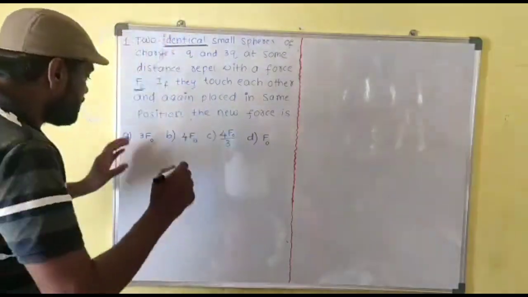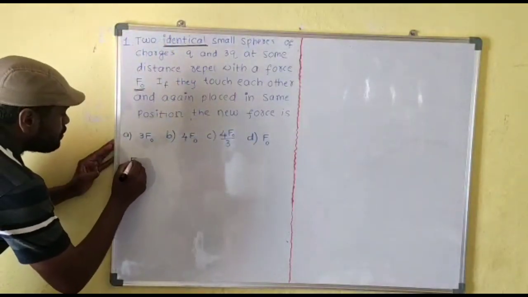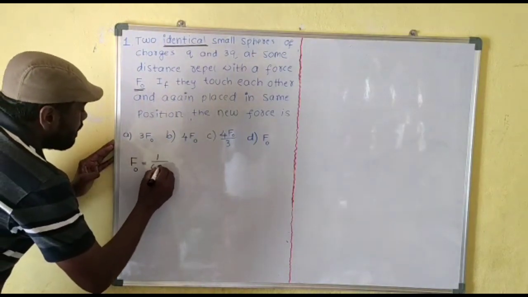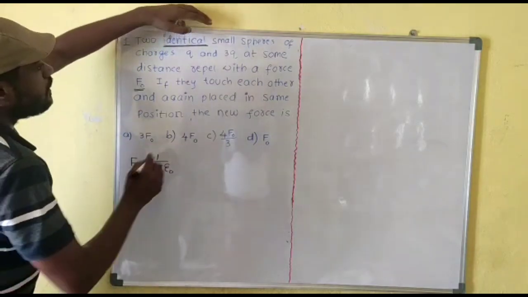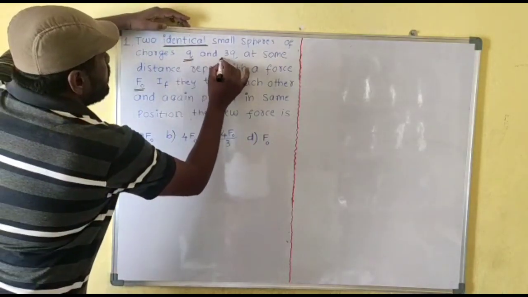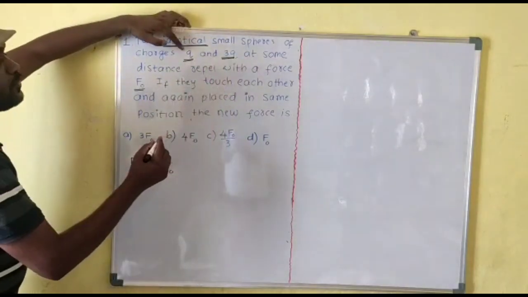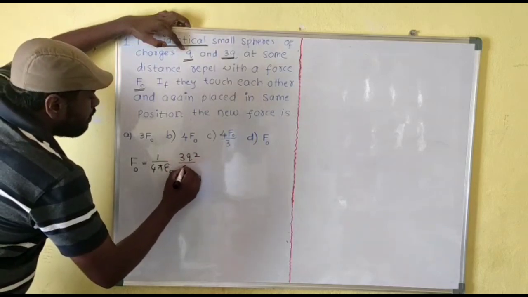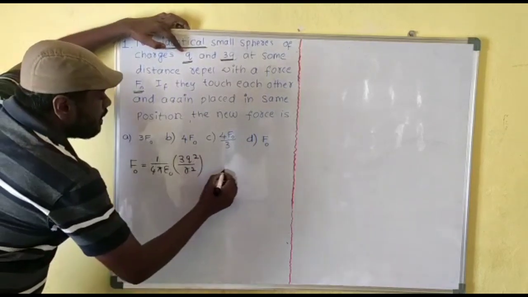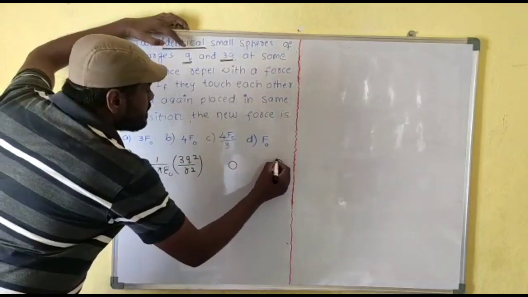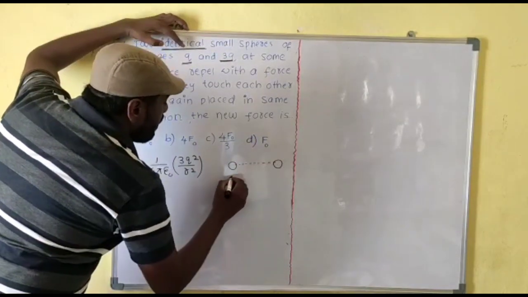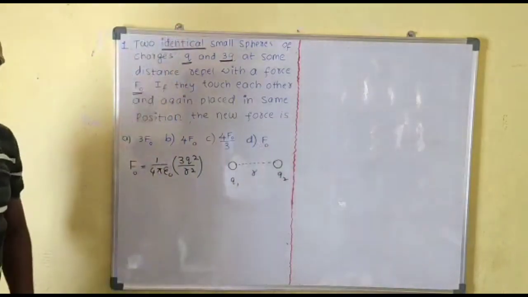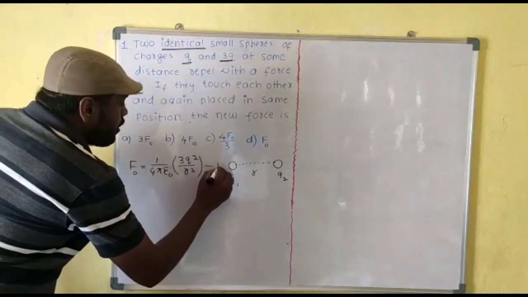First observation part. First of all, I am calculating the initial force between them, F naught, which is equal to 1 by 4 pi epsilon naught. Here the first charge is Q and the second charge is 3Q, Q1 into Q2, therefore 3Q into Q, so you get 3Q square by r square, where r is the distance between them. Like this, you take the first sphere and this is the second sphere, and the distance between them I am taking as r, and this is Q1 and this is Q2. Let us consider like that. Therefore, take this as equation number 1.